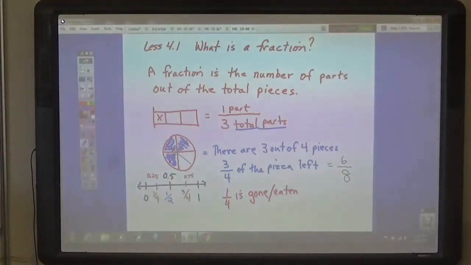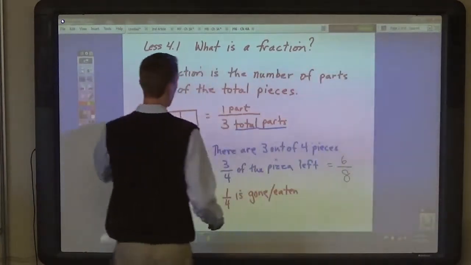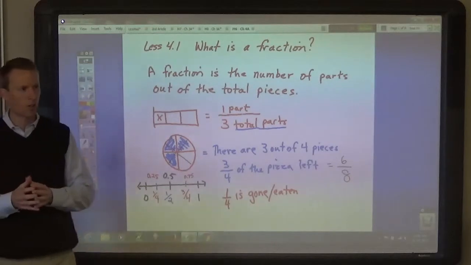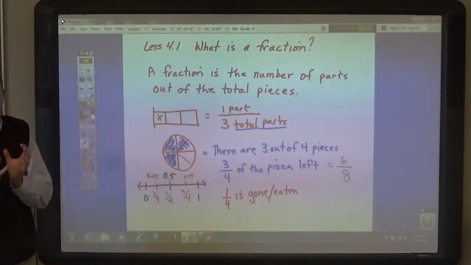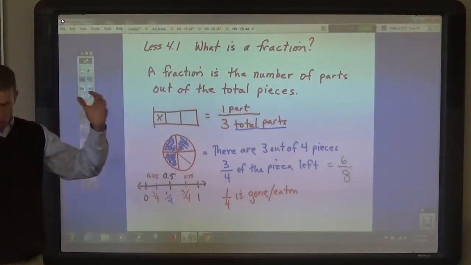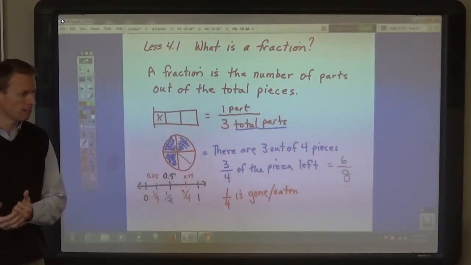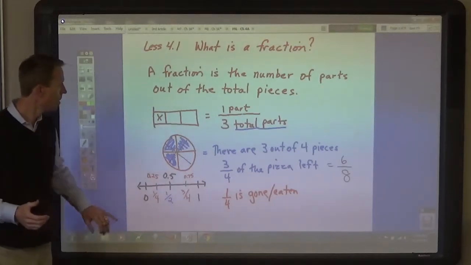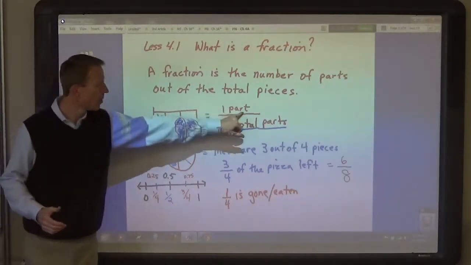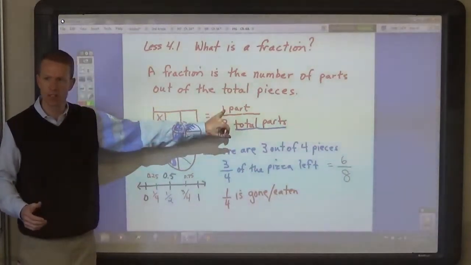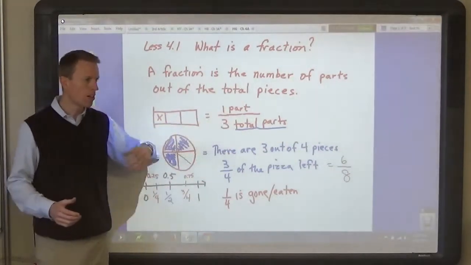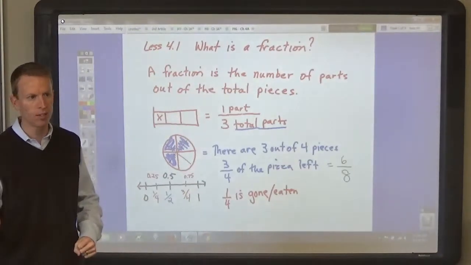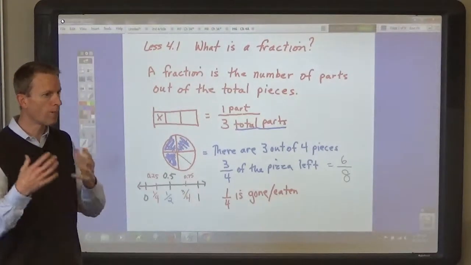Okay? So, the whole, if you have less than one, or if you have something that's cut up into parts or pieces, like a whole pizza cut up into slices, then you have a fraction. The top number in a fraction is the number of parts, either the number of parts that you have, or maybe the number of parts that are missing out of the whole. It's the subject of whatever you're talking about.